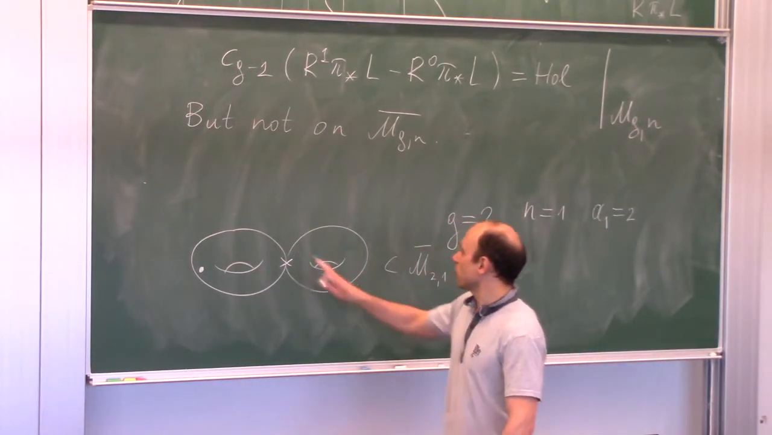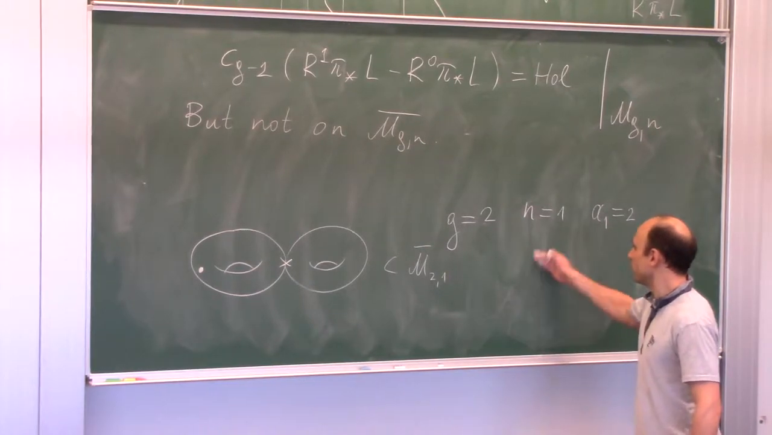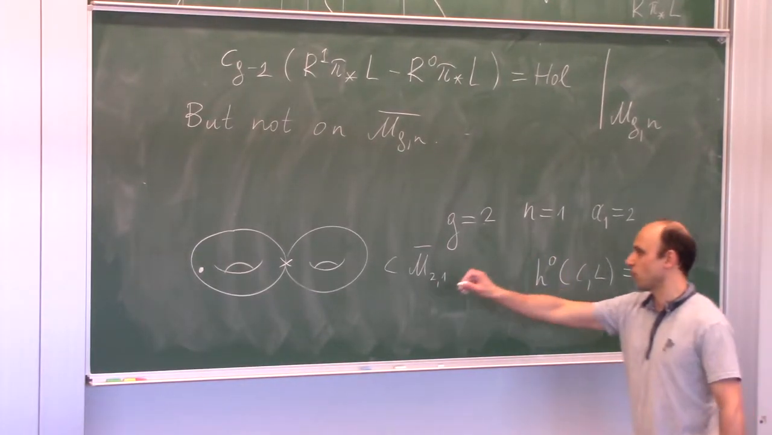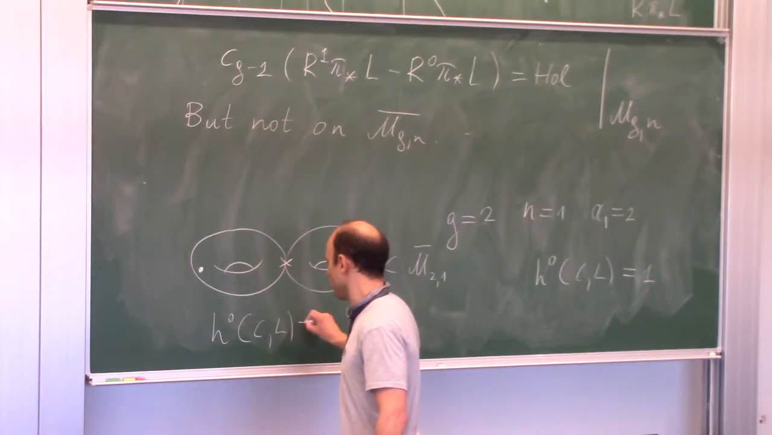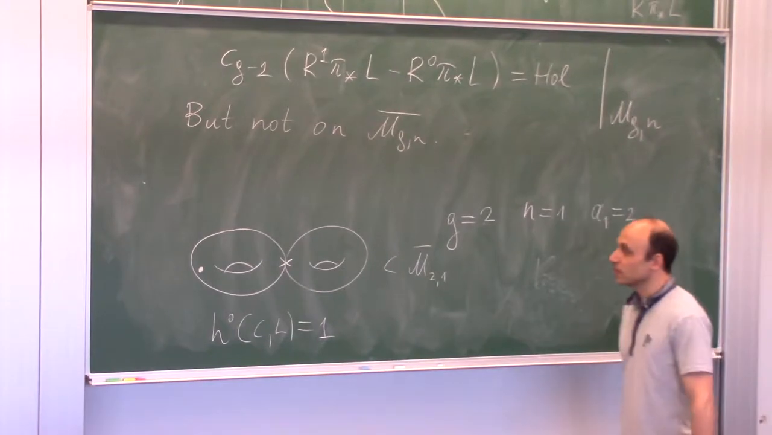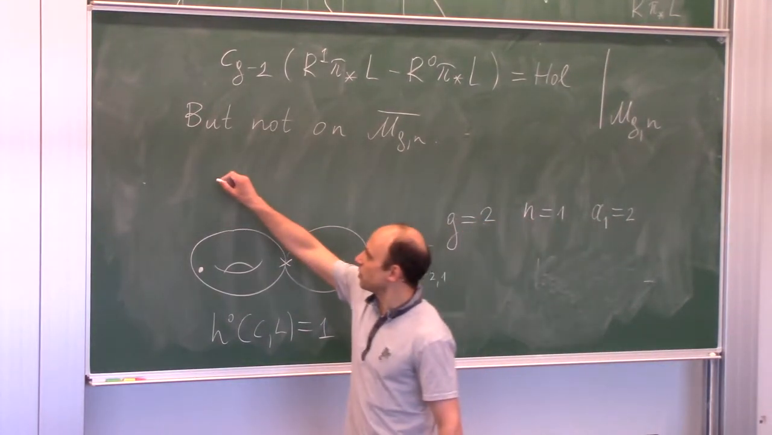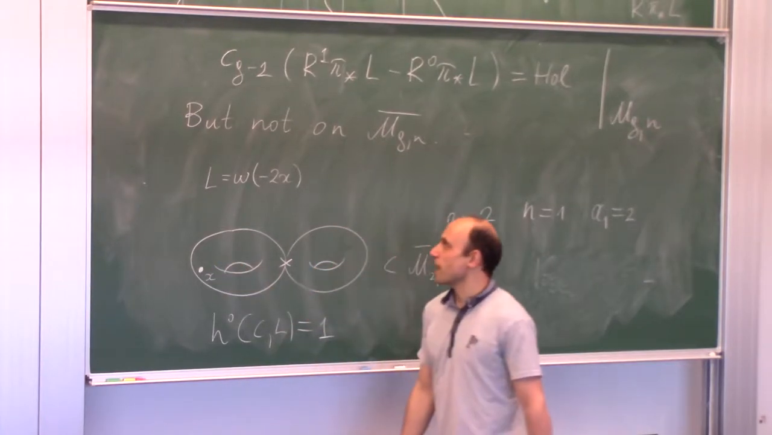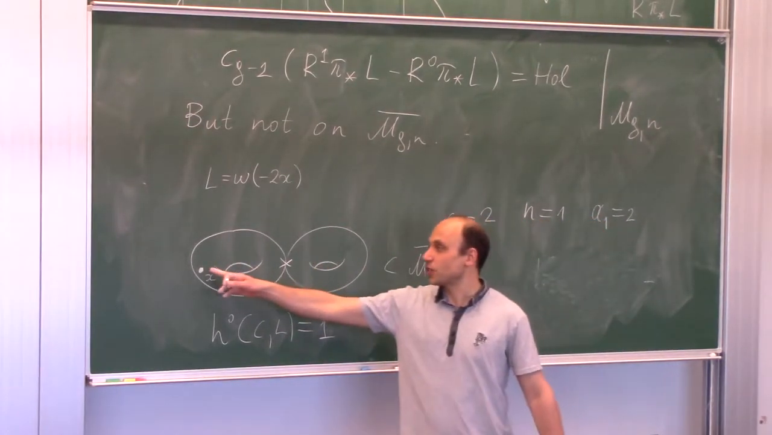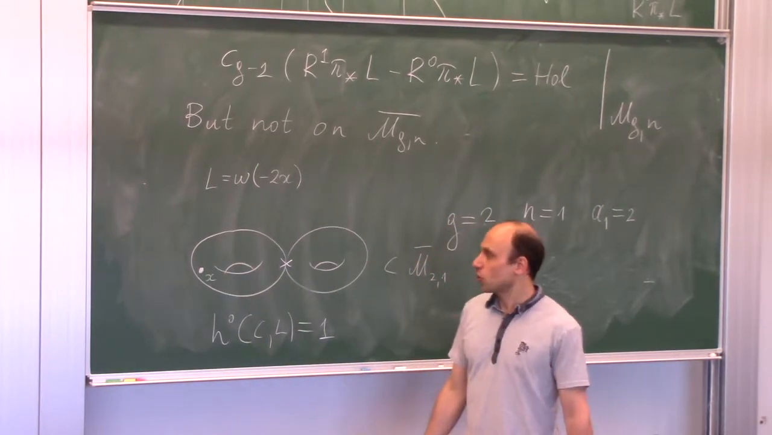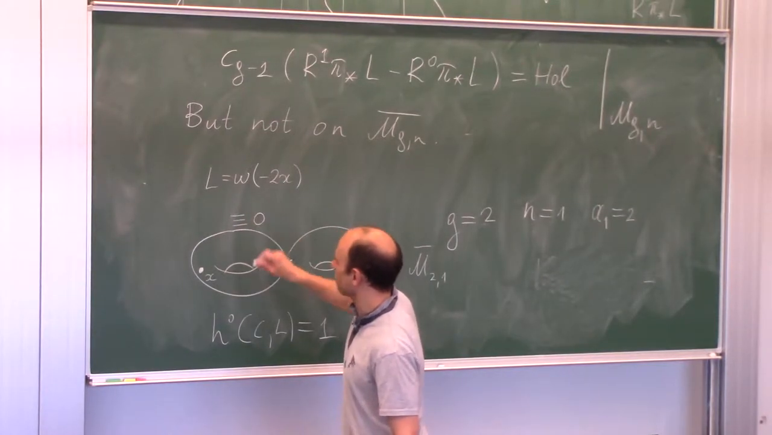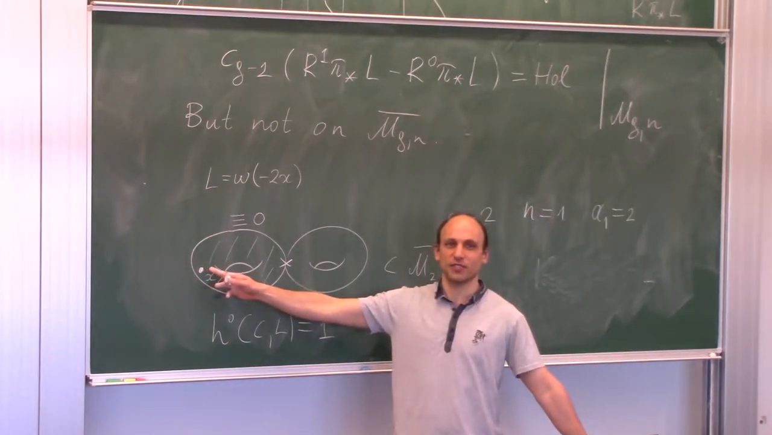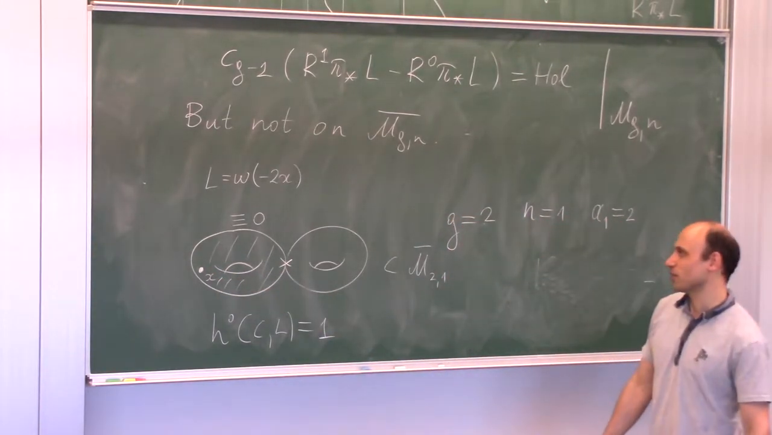But I claim that on this locus, actually, H0 of L is equal to 1. It's not equal to 0, so on this locus, let me write it here. H0 of L is equal to 1. Now remember, L in this case is omega twisted by minus 2x. x is this marked point. So we're looking for holomorphic 1 forms that have a double zero at x. And such holomorphic 1 forms do exist. So we take the holomorphic 1 form identically equal to 0 in this component, then it has a zero of any order at x, even a zero of order 100 if you want.